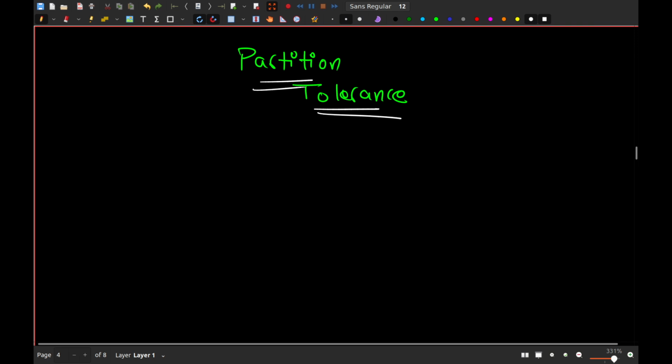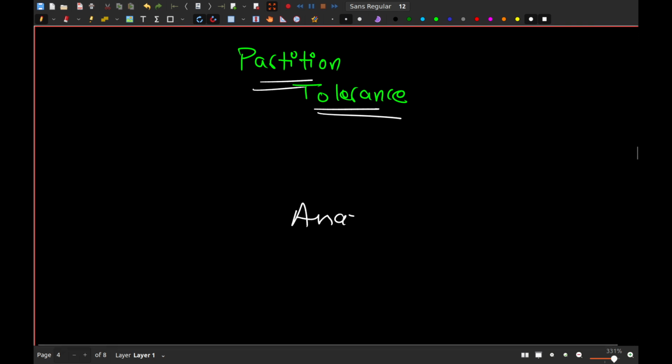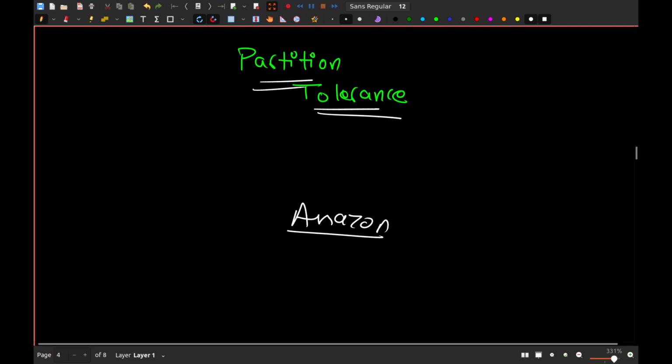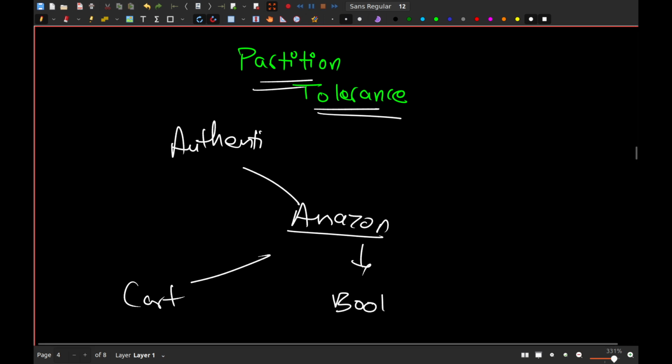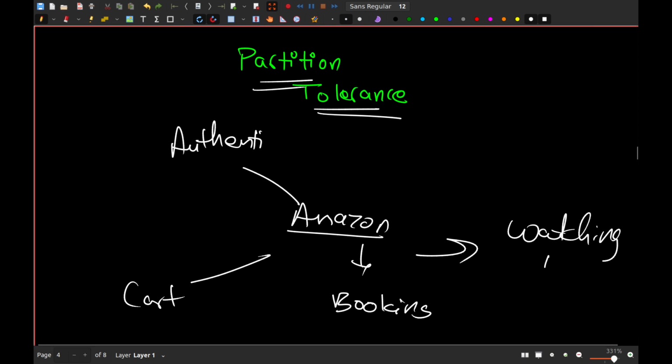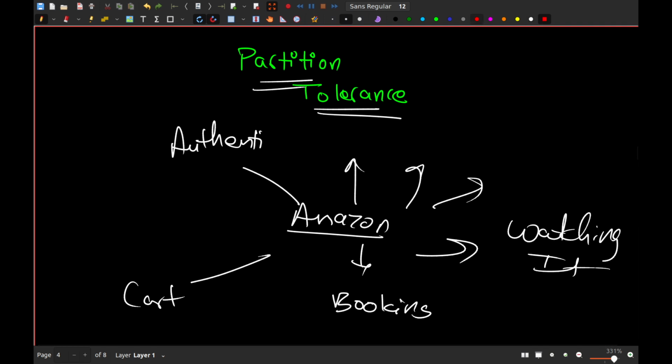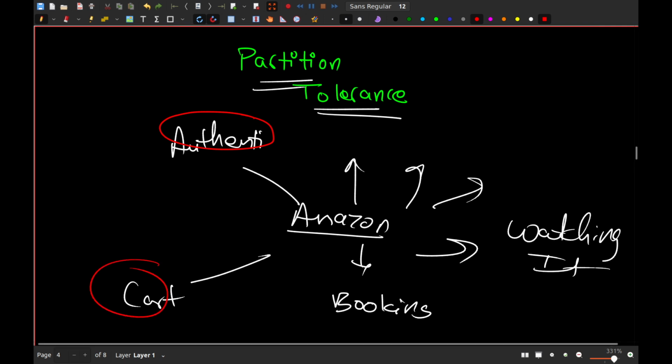Now, imagine, for example, Amazon, the Amazon shopping website. There is one module of authentication. There is one feature of adding elements to cart, booking. Then another module is for watching the items. Watching means searching for items. There are n number of modules. Now see, whenever the website is deployed, this is called a microservice or distributed system.